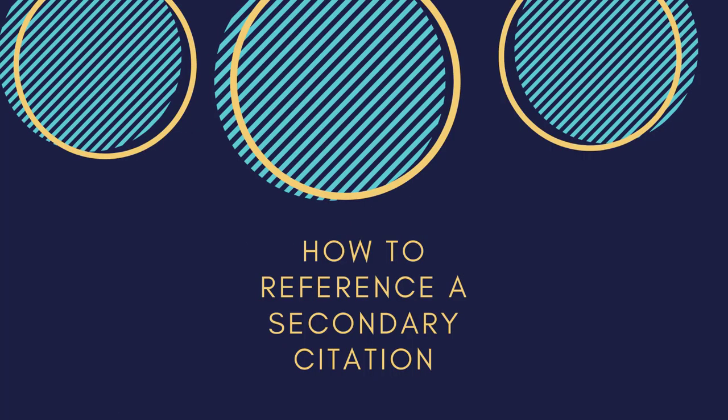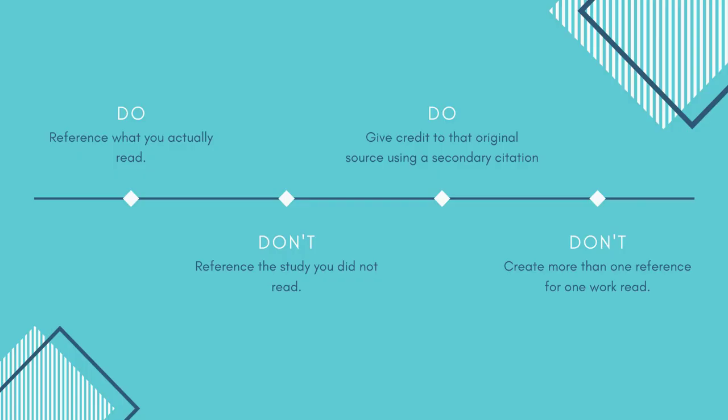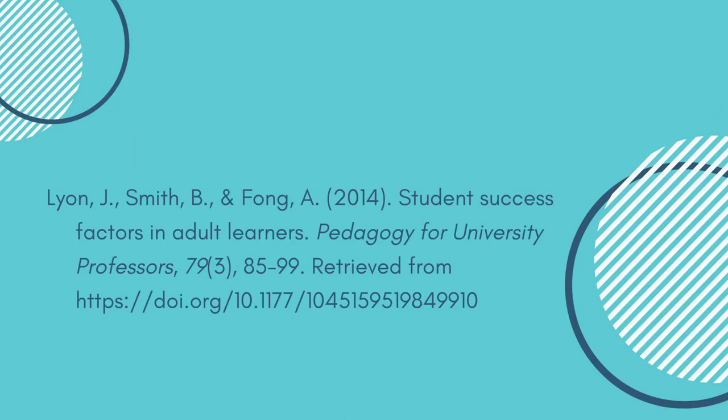How to reference a secondary citation. A good rule of thumb is to reference the work that you actually read. In our example, we're citing Rabbit's study, but we read from Leon et al. So we're going to use Leon et al. as our reference because we did not read all of Rabbit's study, but we did read all of Leon et al.'s study. Here's an example.